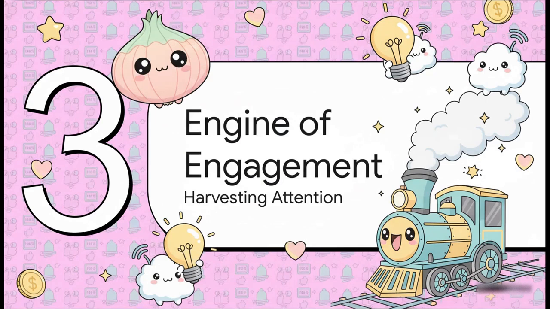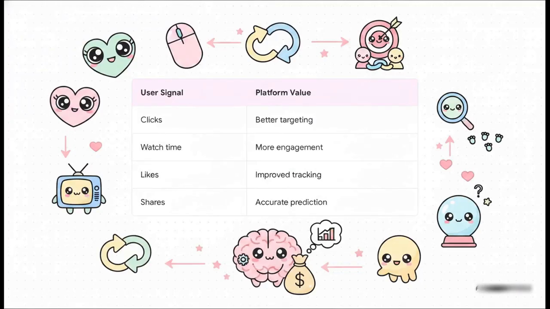Which brings us to Section 3, the engine of engagement. Just look at how user behavior directly translates into platform value. Modern platforms use these recommendation algorithms that are just constantly learning from your behavior. Every click, every extra second of watch time, likes, shares, comments, viewing duration, these aren't just actions, they are vital signals. This data helps platforms massively improve their recommendations and increase overall engagement.